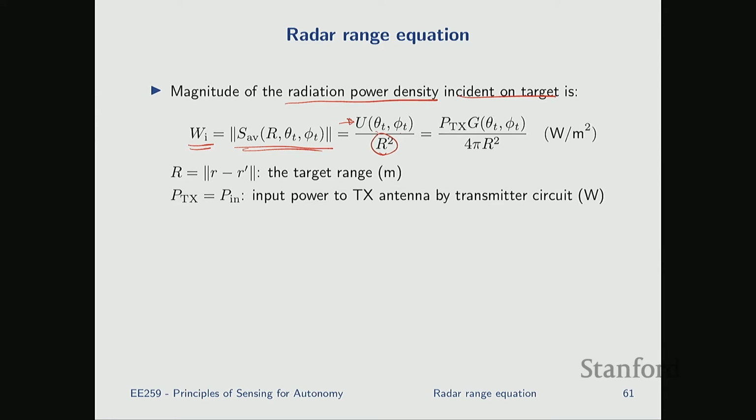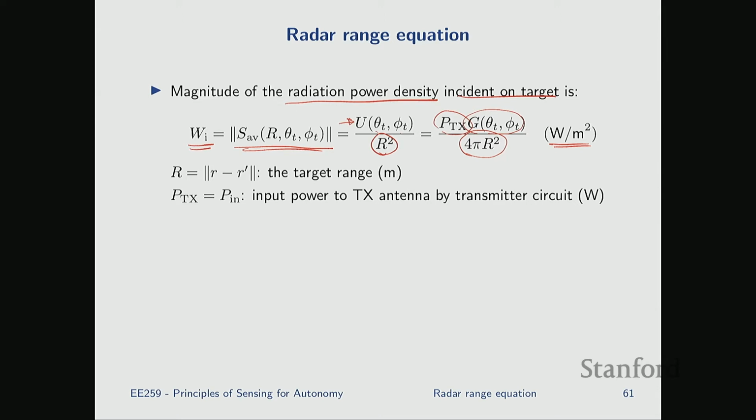I'm just plugging things in to do something useful with it. So in terms of the gain, we can write it as G(θt, φt) times the P_tx, the total transmit power that we put into the waveform, divided by 4πr². So this has units of watts per meter squared, and it's the power density that is hitting the target, which is at a range r.